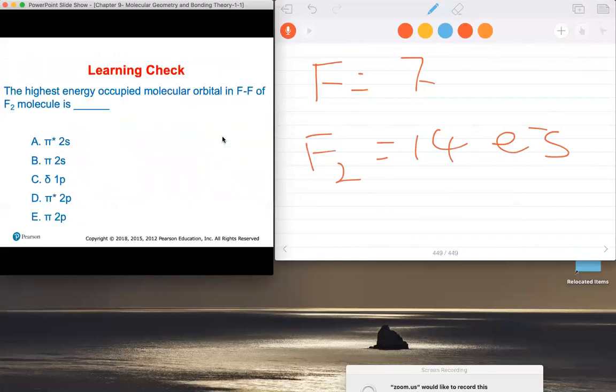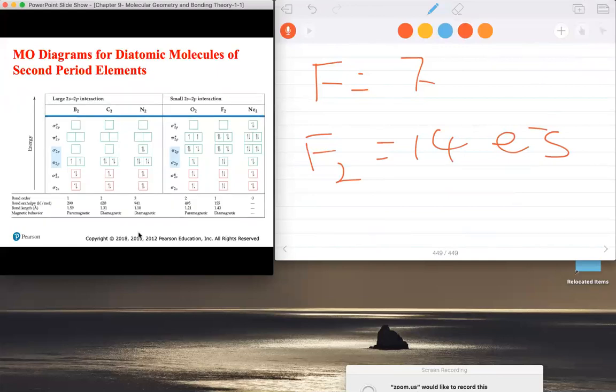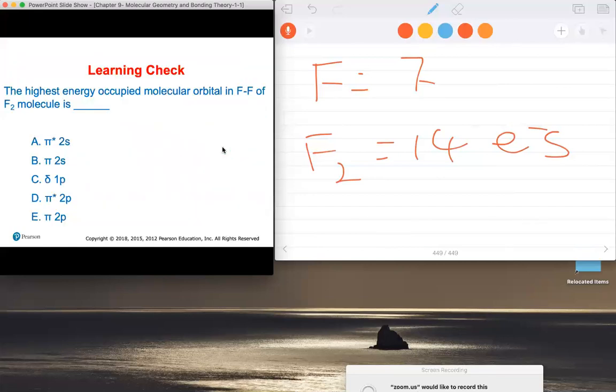So the question here is the highest energy level. As you go up, the energy level increases. And if I look, it corresponds to 2 pi star, which is the antibonding orbital right here. That's how you determine the highest, and the correct answer for this is D.